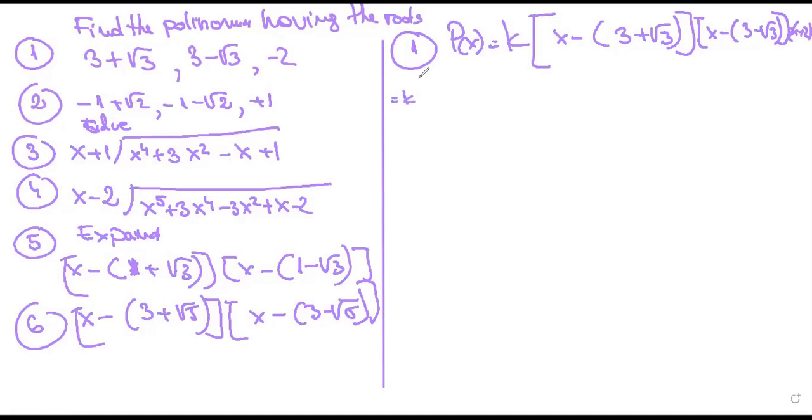Equal k bracket x minus 3 minus square root of 3, x minus 3 plus square root of 3, x plus 2.